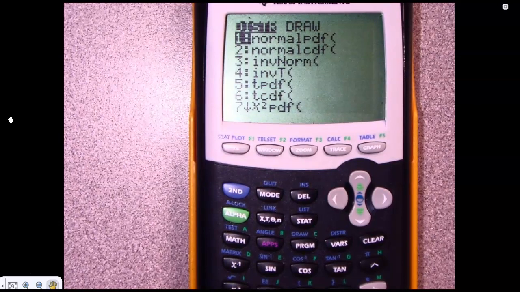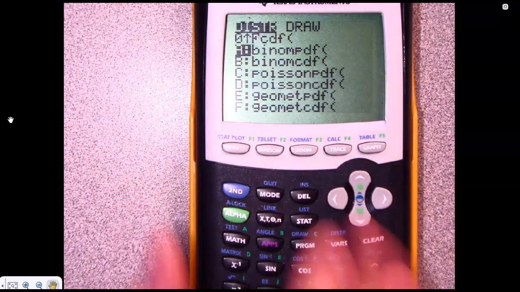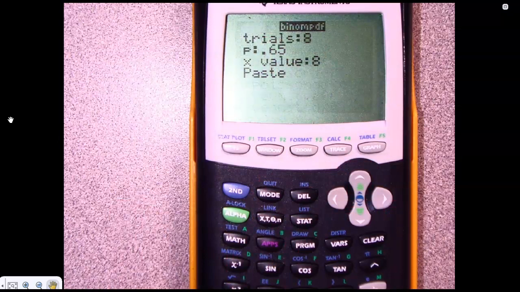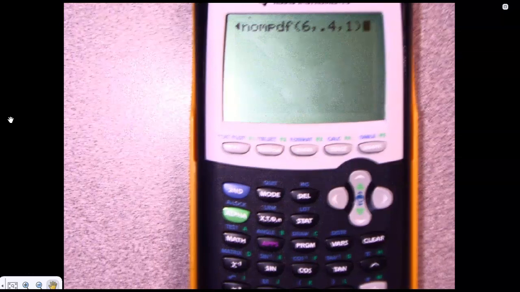And this can look two ways because we've got different kinds of calculators, where some prompt you and some don't. So this one pops up, and this is probably the easier version because it just tells me how many trials there were. There were 6, the probability was 0.4, and X is 1. If you didn't get that prompt, you just put commas in between. So you're going to go 6, comma 0.4, comma 1.